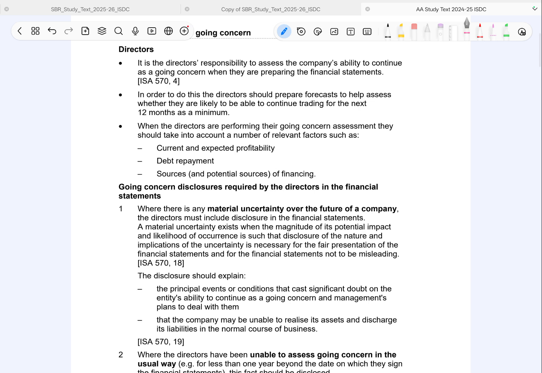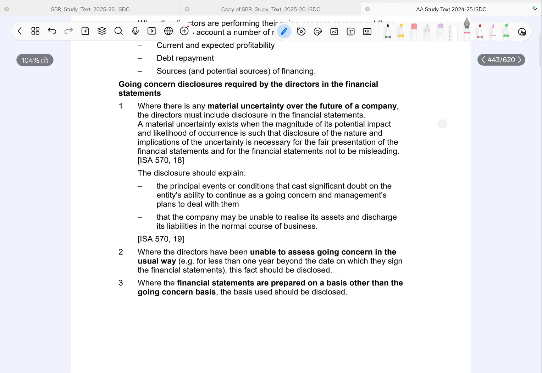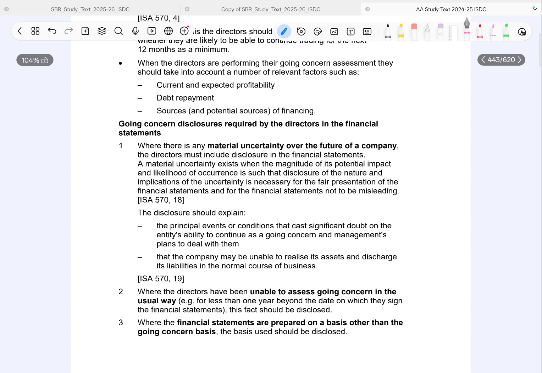So basically, full transparency. Second, if the directors couldn't assess going concern properly, for example, not covering the full 12 months, the limitation must be disclosed. And third, if the company is not a going concern, they must disclose the basis used, like liquidation basis.